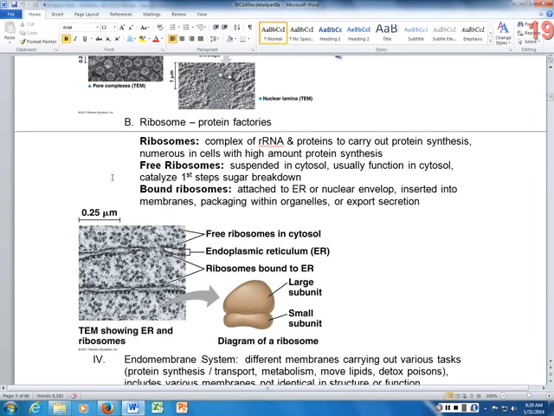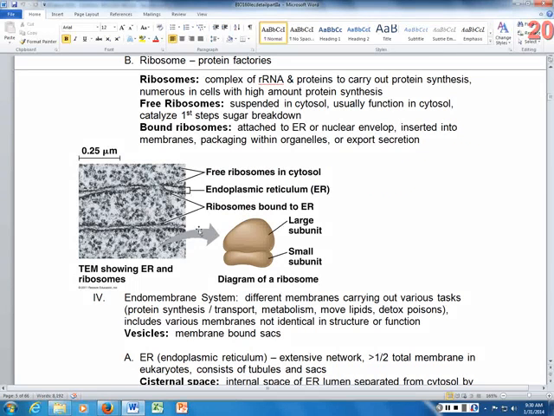Some of them will be suspended in the cytosol, and we refer to those as free ribosomes. And one of the things we know they do is they catalyze the first steps of sugar breakdown in a cell. The bound ribosomes are going to be attached to the ER, or endoplasmic reticulum. And a lot of times they get inserted into the membranes. They have more to do with helping in the packaging or exporting secretions. So this picture here shows some free ribosomes floating around and then some bound to a membrane. And you'll have ribosomes that will have large and small subunits to them.